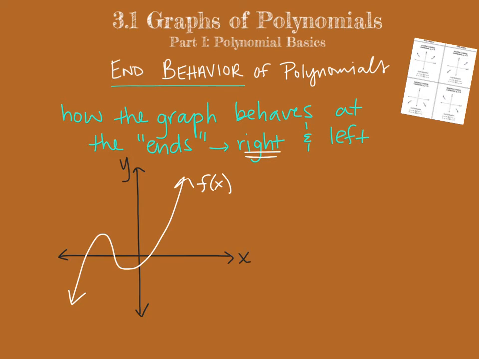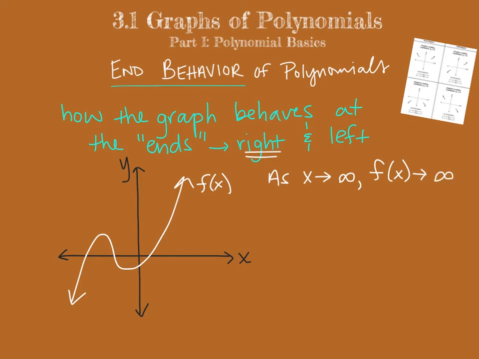Looking to the right means as x approaches positive infinity. So we write as x approaches positive infinity, what does our function do? Let's write that nicer. As x approaches positive infinity, f of x approaches something. And in this specific case, our graph f of x is approaching positive infinity because it's going up. So this is for this example here that I've sketched.